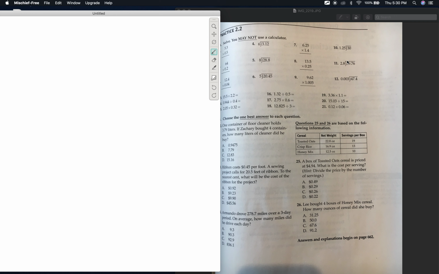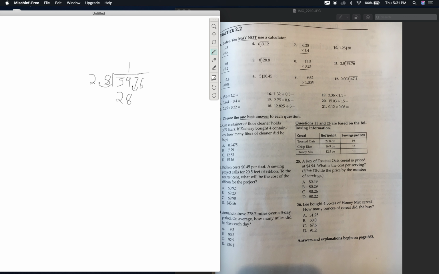Let's try this problem over here, number 11. 2.8 into 39.76. Since this is not a whole number, it's one place over the decimal point, so we need to move it here to make this a whole number. Basically, we always have to make the divisor a whole number. So this will, by default, move one over as well. So 28 into 39 goes one time. 1 times 28 is 28.